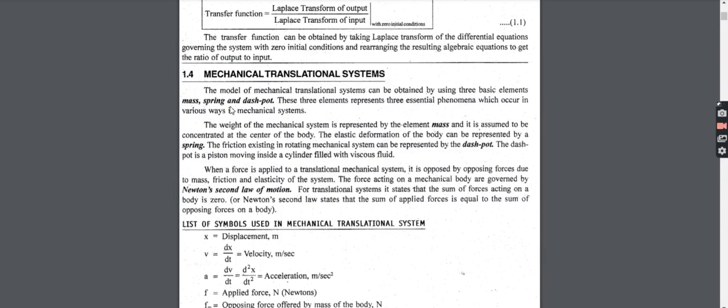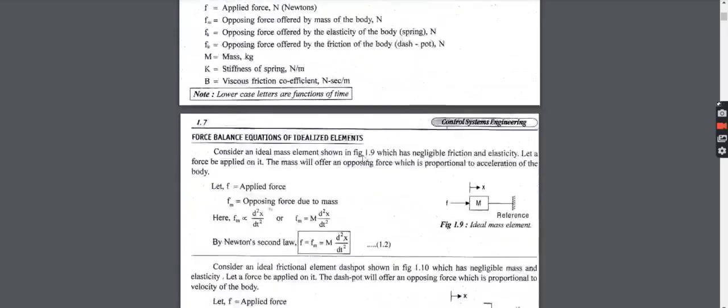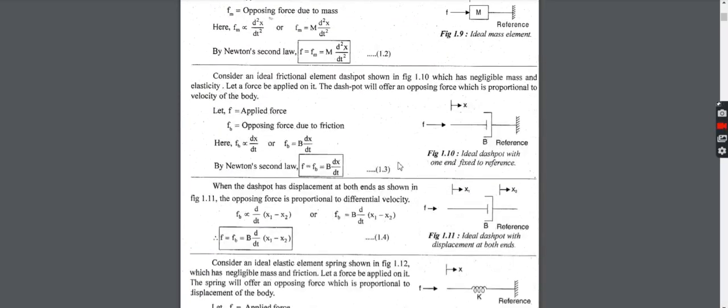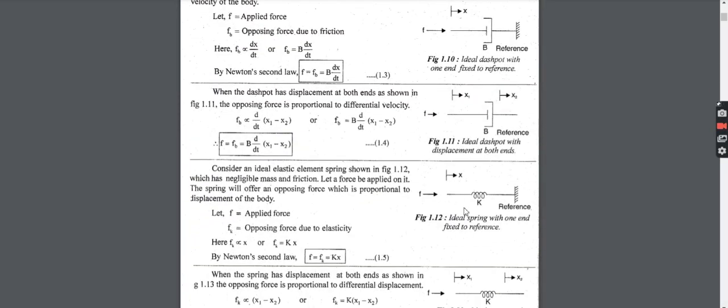Now, the second part, spring. A spring is an element which stores potential energy. If a force is applied on spring K, it is opposed by an opposing force due to the elasticity of the spring. This opposing force is proportional to the displacement. Assuming mass and friction are negligible, we end up with the equation F equals K into X.